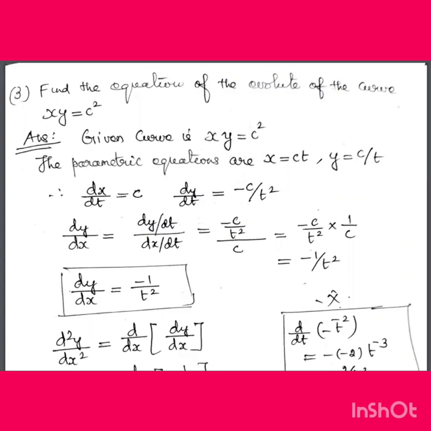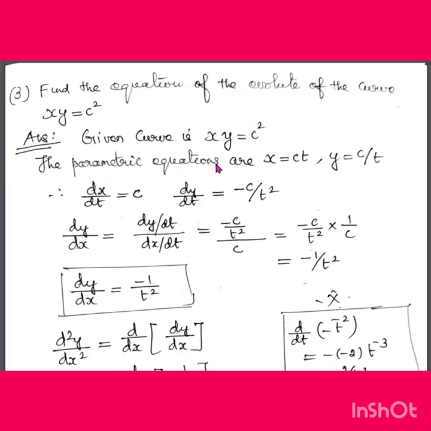Today I am going to explain you the evolution of the rectangular hyperbola. The rectangular hyperbola is xy is equal to c square. Let us see the problem. Find the equation of the evolution of the curve xy is equal to c square, that is a rectangular hyperbola.